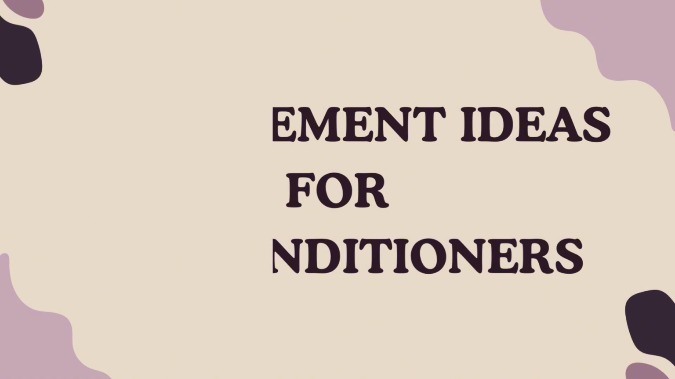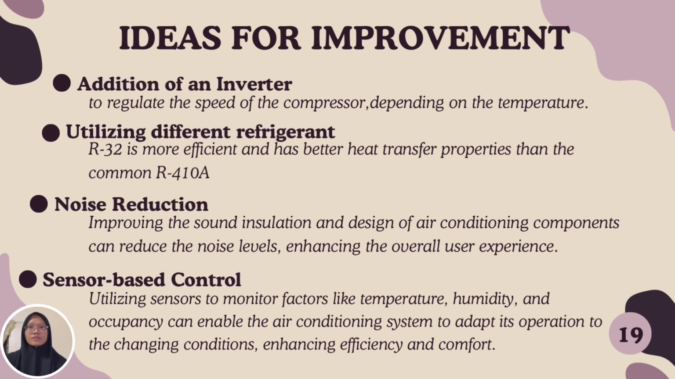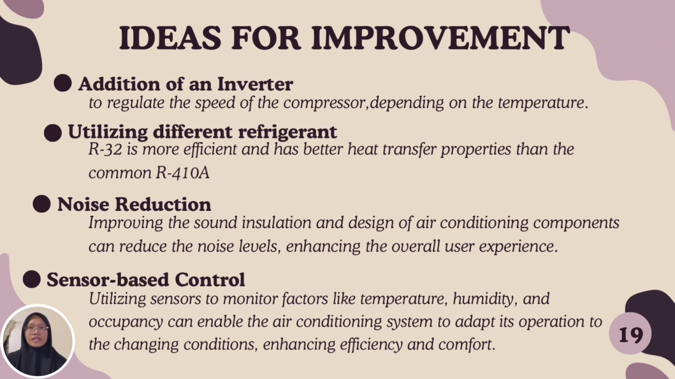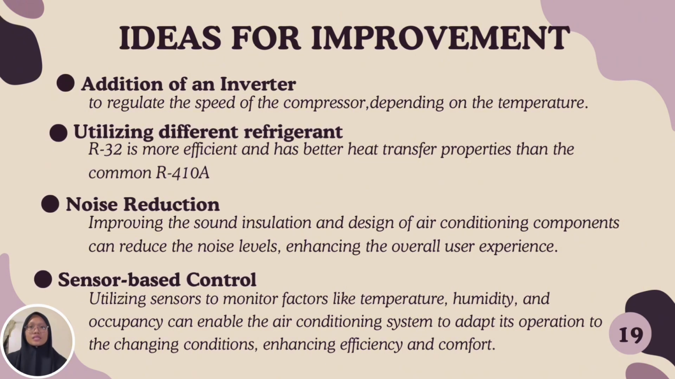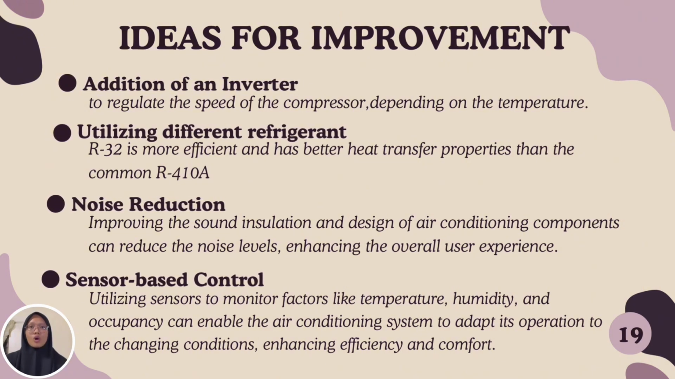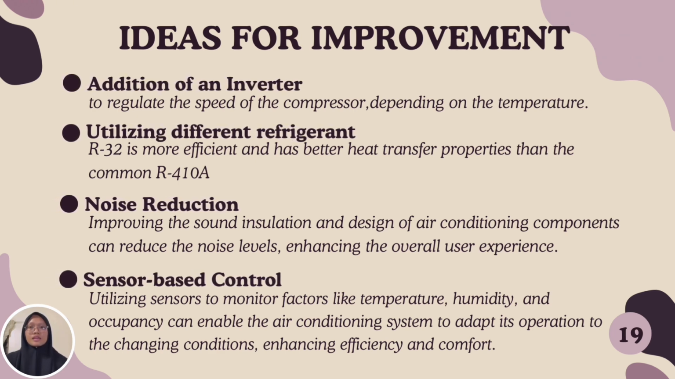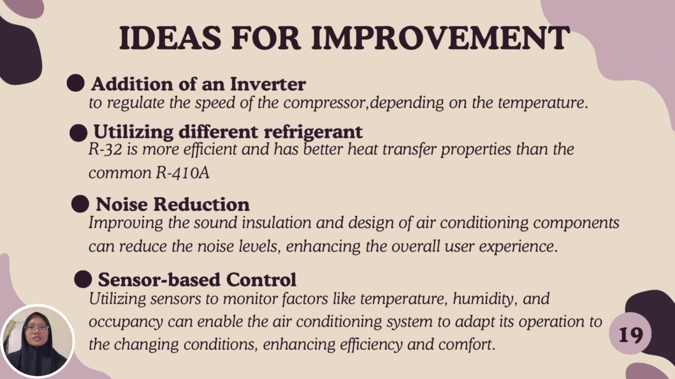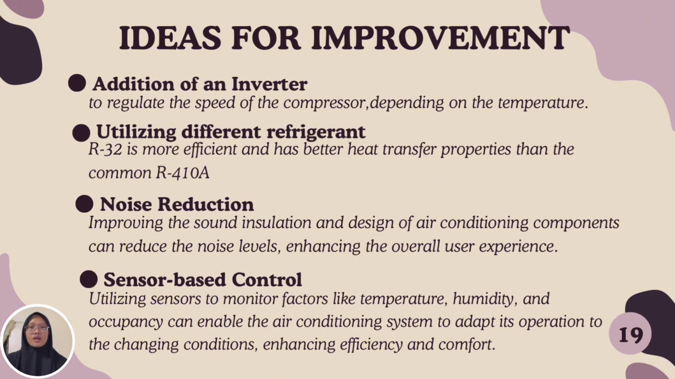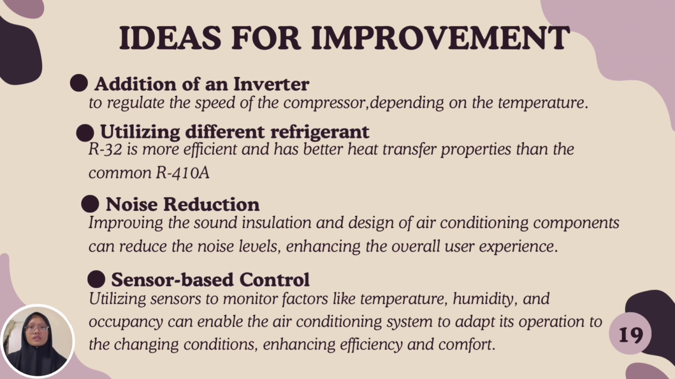Firstly, the addition of an inverter. Inverter technology can be used in air conditioners to help regulate the speed of the compressor in an air conditioning unit. The compressor speed is adjusted based on the temperature conditions, which enhances the overall efficiency and performance of the air conditioning system. Next is utilizing different refrigerant. Besides using R410A, R32 is more efficient and has better heat transfer properties compared to the commonly used R410A refrigerant.